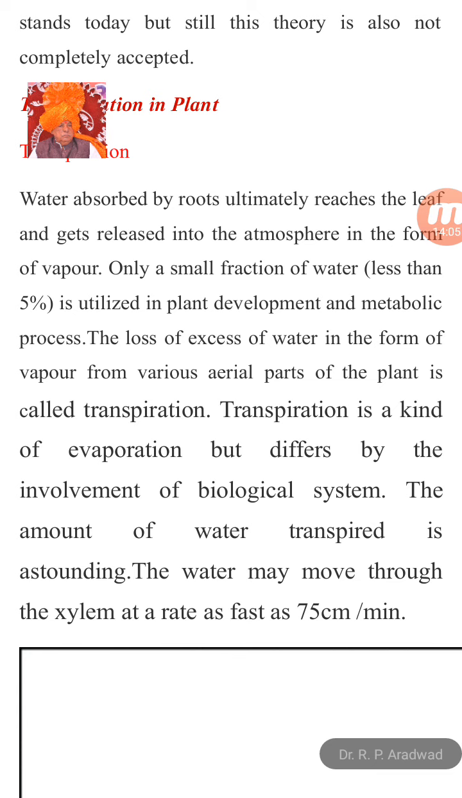The loss of excess water in the form of vapor through various aerial parts of the plant is called transpiration. That is the definition of transpiration. The excess loss of water through various parts of the plant in the form of vapor is known as transpiration.